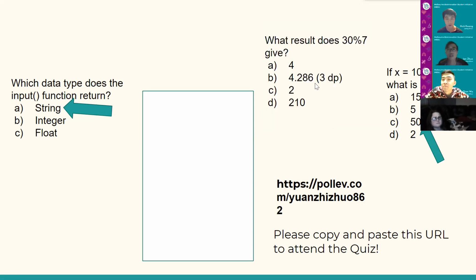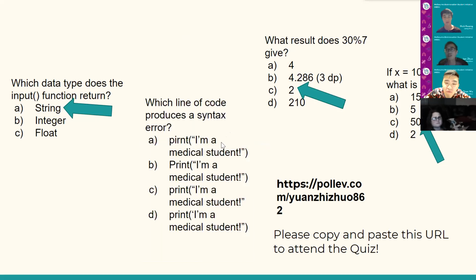What result does 30 modulus 7 give? Remember, the symbol here is not percentage, it's modulus. Yes, the right answer for this question is option C. Simple calculation, right? Okay, now we have our last one. This one is the simplest one among these four, I think.